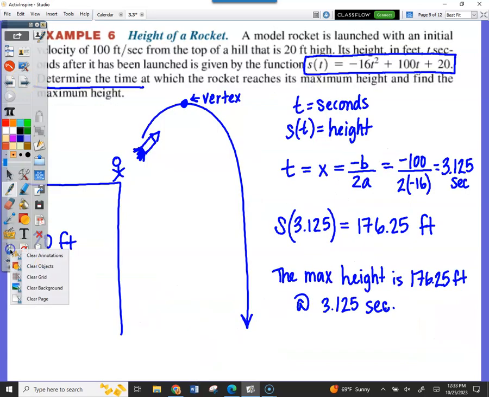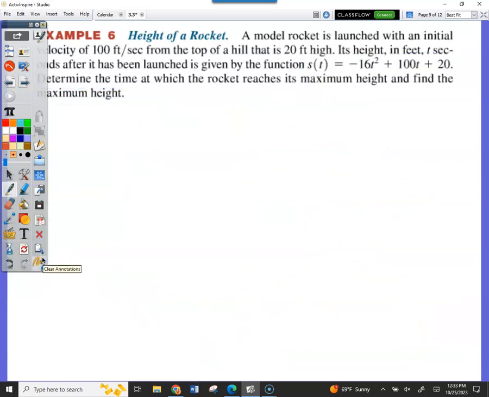All right, so, see my drawing? It's all right, I'll draw you another one. A model rocket is launched with an initial velocity of 100 feet per second from the top of a hill that is 20 feet high. Its height in feet t seconds after it's been launched is given by this function. Determine the time at which the rocket reaches its max height and find the max height.